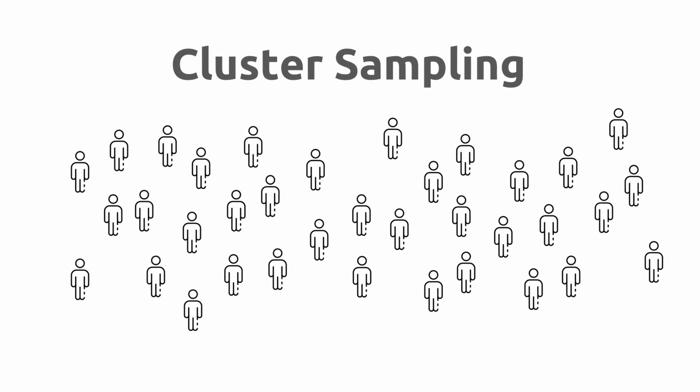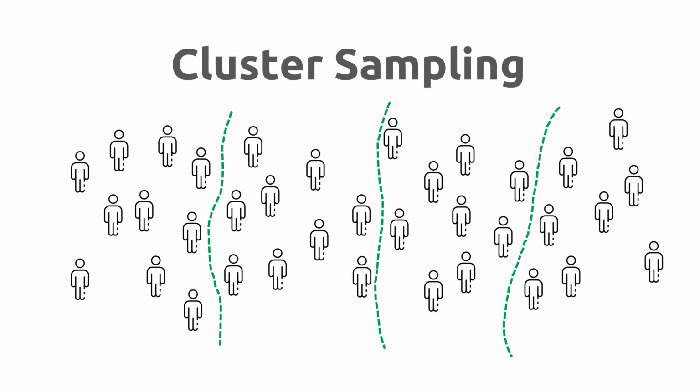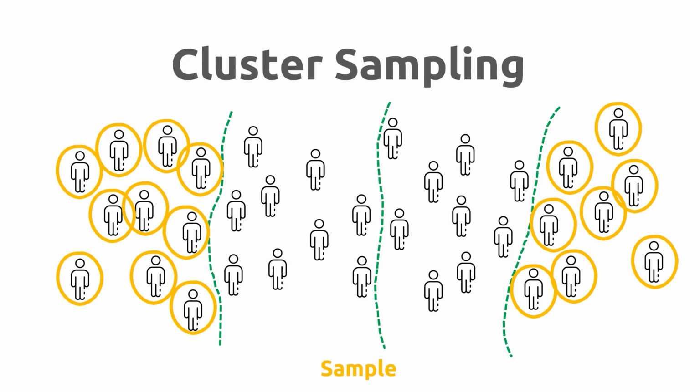Another sampling method that also uses subgroups of the population is the cluster sampling. In this sampling, the population is split into subgroups. We call this clusters. We randomly select some clusters and select all members in these chosen clusters to be our sample.